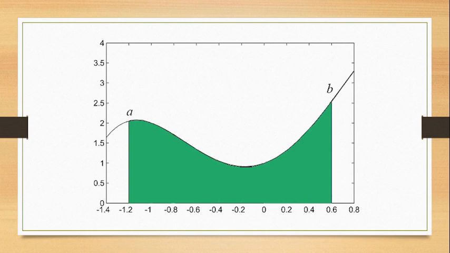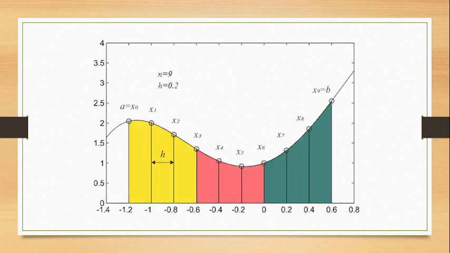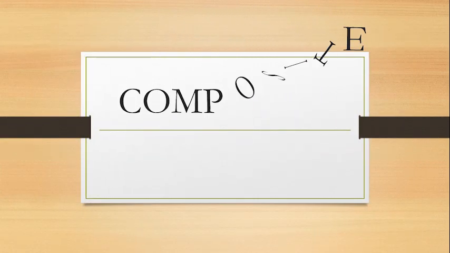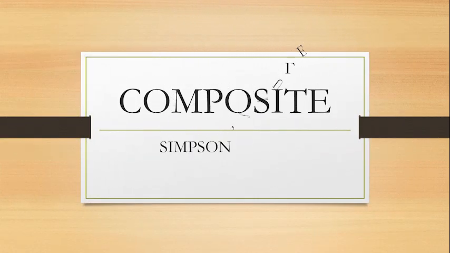One common way of handling this problem is by breaking up the interval AB into subintervals, with n greater than 2. Simpson's rule is then applied to each subinterval, with the results being summed to produce an approximation for the integral over the entire interval. This sort of approach is termed the composite Simpson's rule.